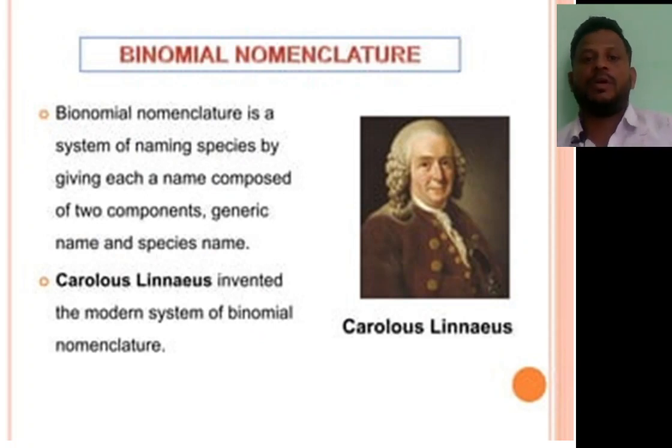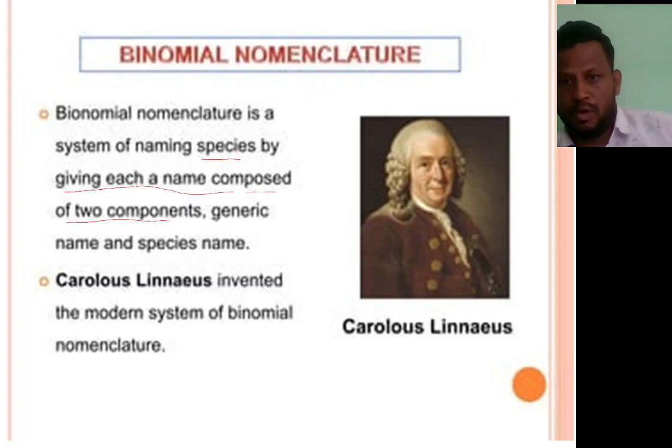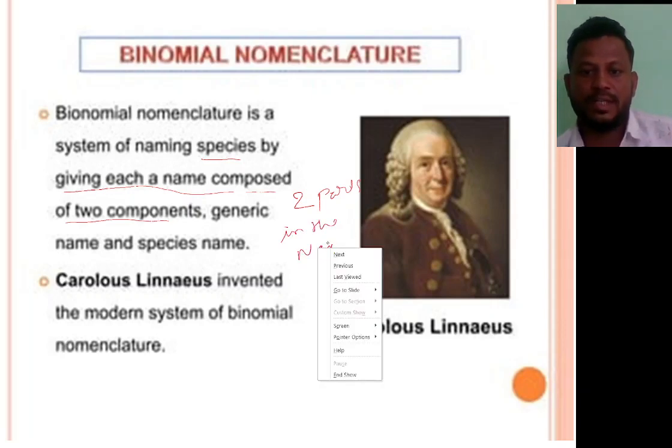That is the binomial nomenclature. The binomial nomenclature is the system of naming the species by giving each a name composed of two components. Binomial nomenclature means giving the name to the species which is composed of two components, or two parts in the name, right?